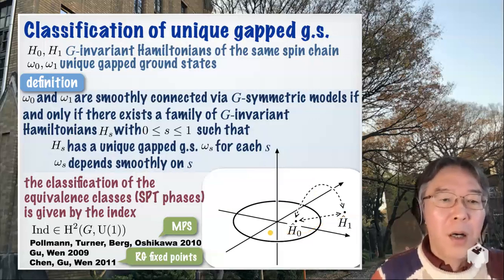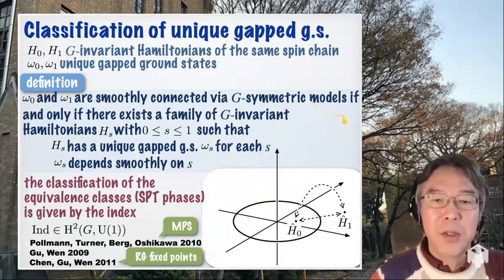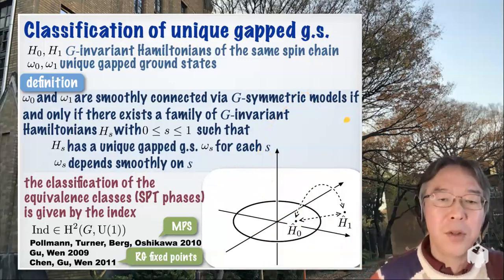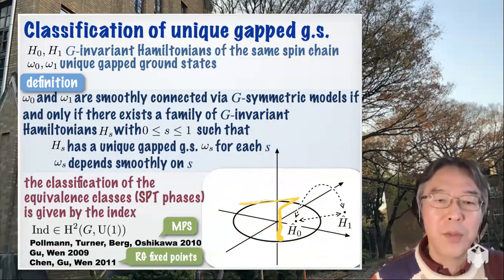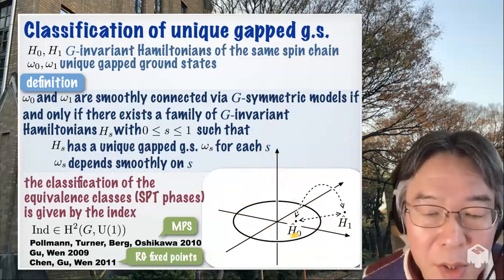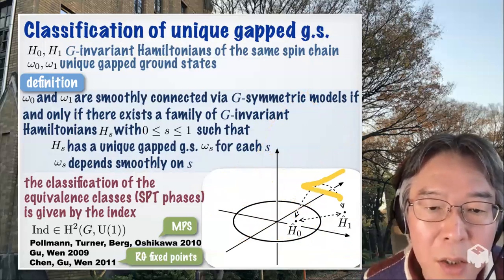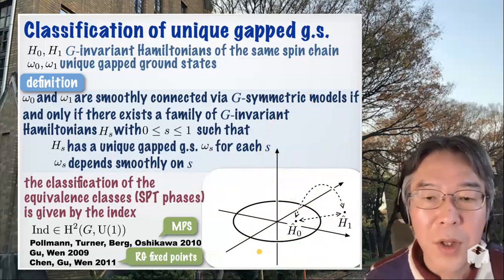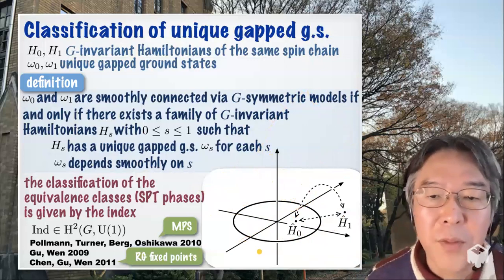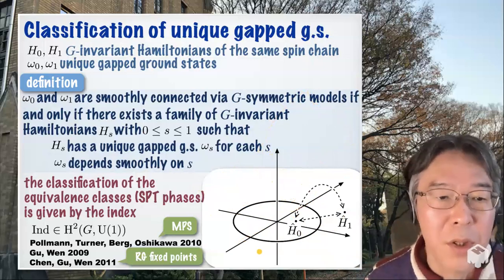So this is a picture of SPT. In this large space, without any symmetry, there is only one phase. But if we restrict ourselves to models with some symmetry, there can be multiple phases. And in this case, we say that H0 and H1 belong to different phases, different symmetry protected topological phases.